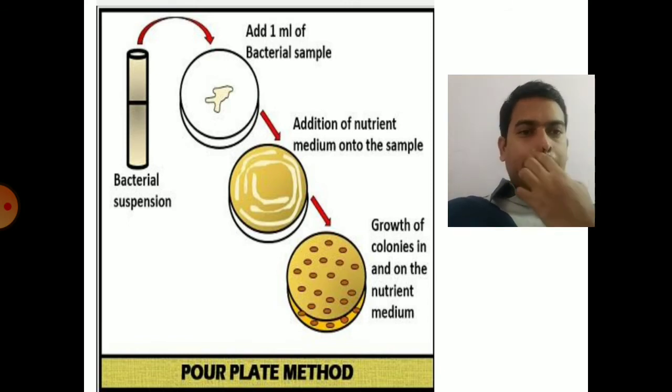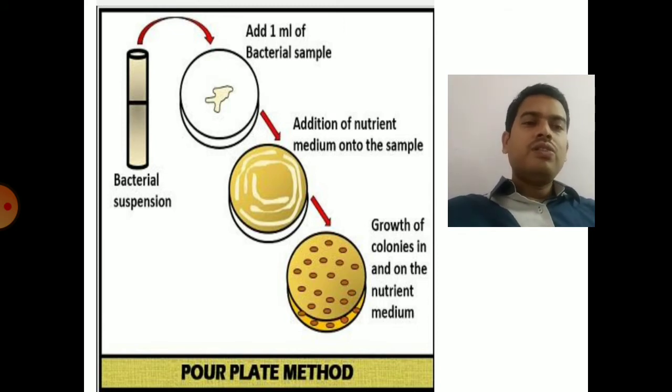So this is the pour plate method, where the bacterial suspension is placed in the petri dish and after that the medium is introduced into the petri dish. Sometimes you can mix the bacterial suspension with the medium and after that pour it into the petri dish. Into the liquid molten state of nutrient medium, you introduce your bacterial suspension. So that is how to isolate pure colonies by the pour plate method.